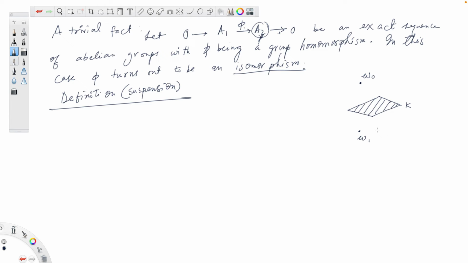So we form the cone W1 star K, and it looks like this. Okay. And then we form the cone W0 star K, which looks like this. So this is the figure of a suspension.